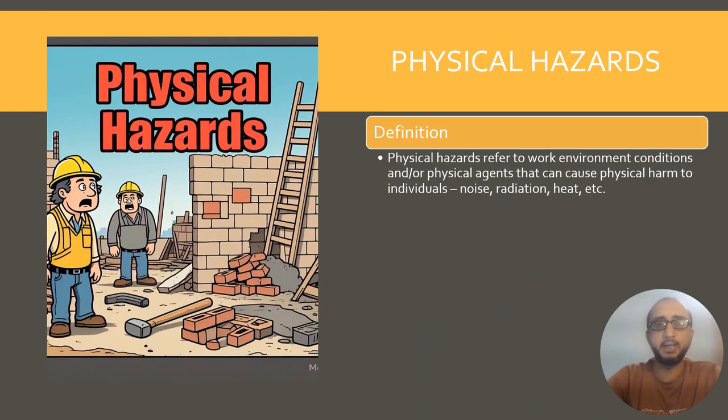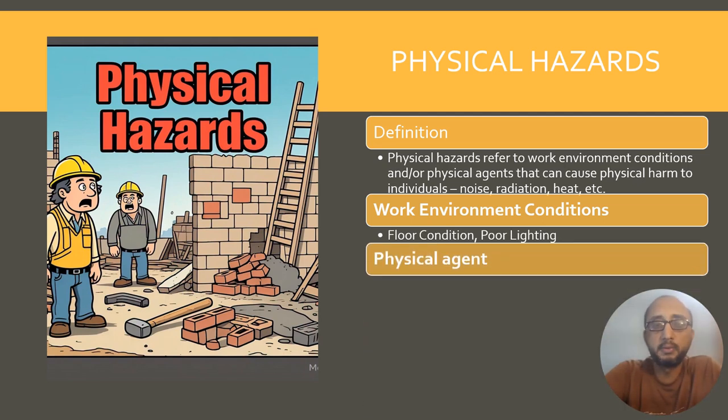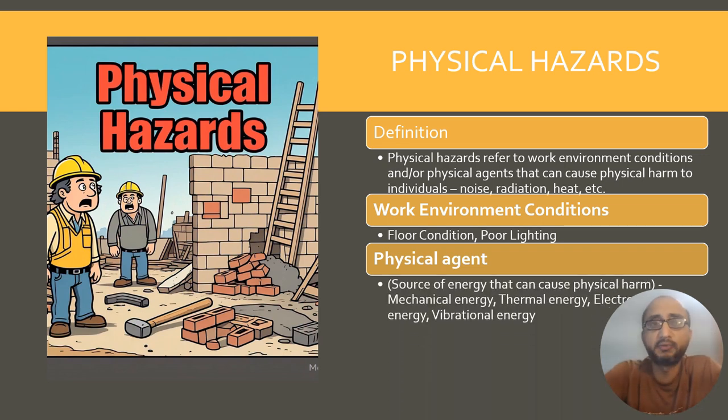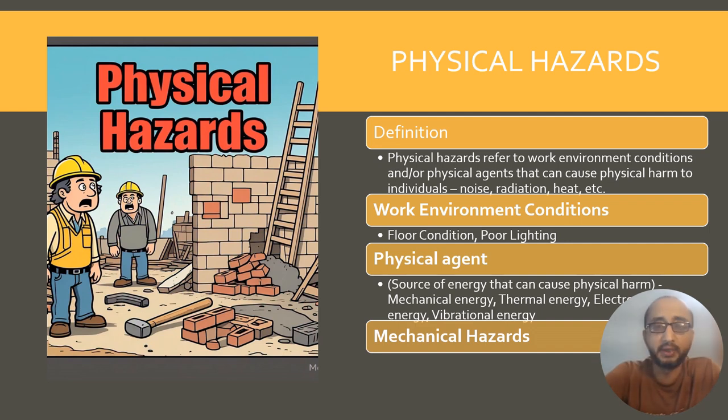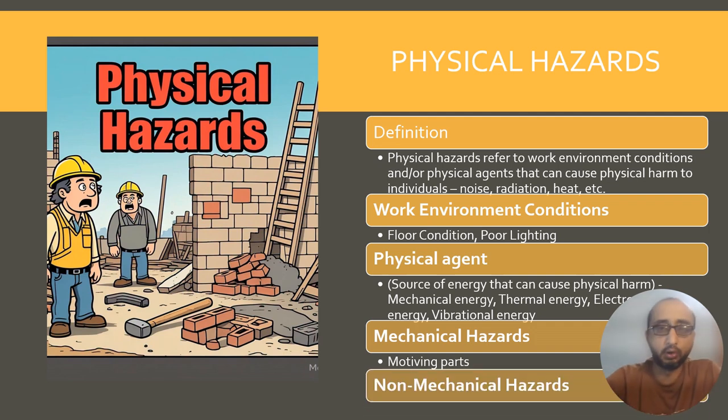Physical hazards refer to work environment conditions or physical agents that can cause physical harm to the individual. Basically, these are the hazards which have the potential to cause physical harm. They are basically in the form of work environment conditions like slippery floors, poor lighting, etc. Then there may be physical agents, which are the sources of different types of energies like thermal energy, mechanical energy, and electrical energy. Physical hazards have two subcategories, which are mechanical hazards and non-mechanical hazards.